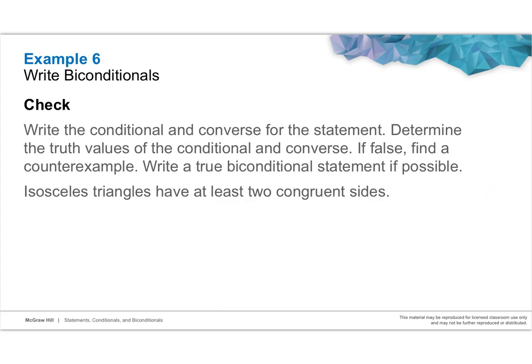Go ahead and take a pause on the video and work on this check for example 6, where you're going to do the same as we did before. Write out the conditional and the converse for the statement you see below, and then determine the truth values of that conditional and converse. If they're false, find a counterexample, and if possible, write a biconditional statement. The statement is isosceles triangles have at least two congruent sides.